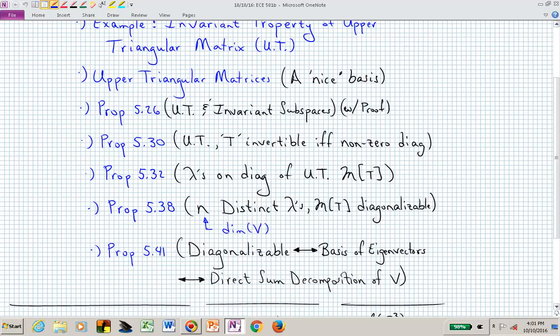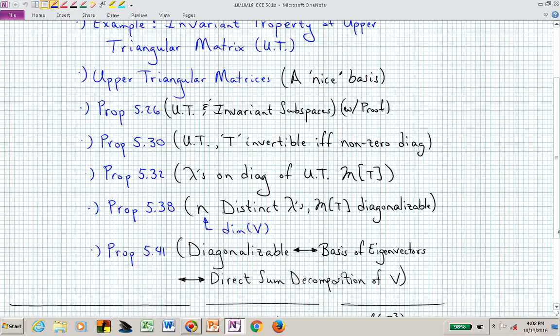Proposition 26 talks about upper triangular matrices and invariant subspaces. Proposition 30 talks about the invertibility of our linear map, and that hinges on the fact that we have all of our eigenvalues on the diagonal, but they all have to be non-zero in order for that operator to be invertible. That's what 32 says: for an upper triangular matrix, its matrix representation has all of its eigenvalues on the diagonal.